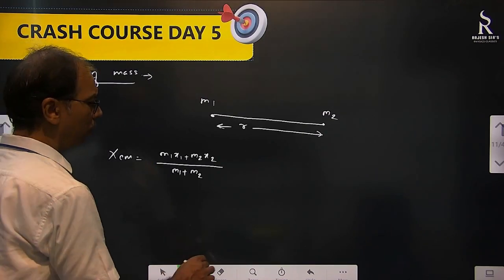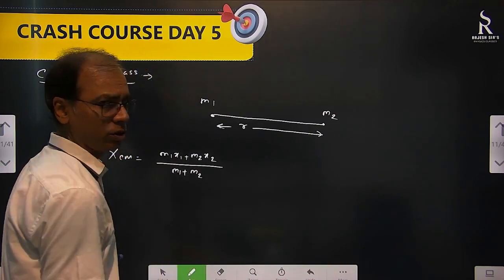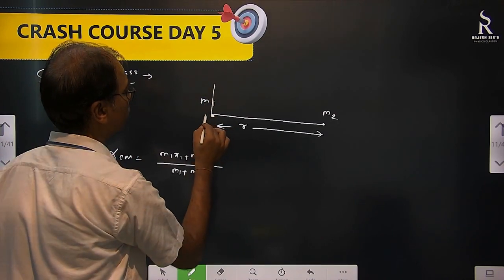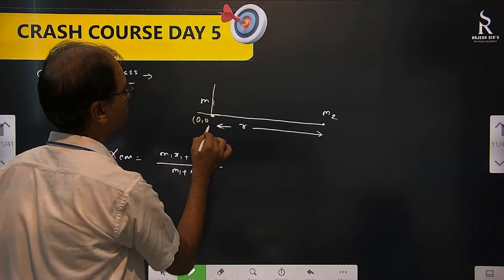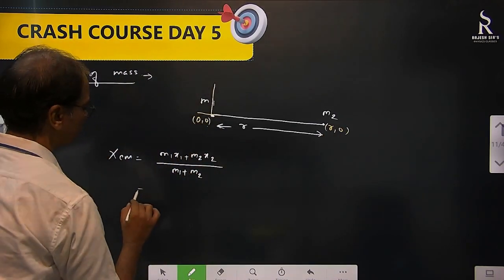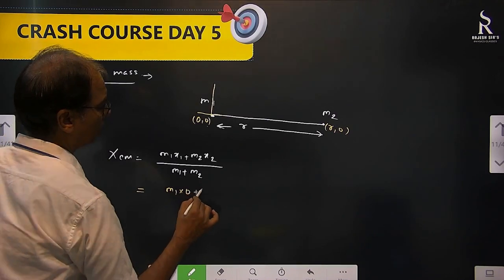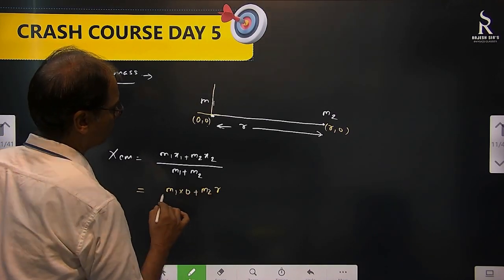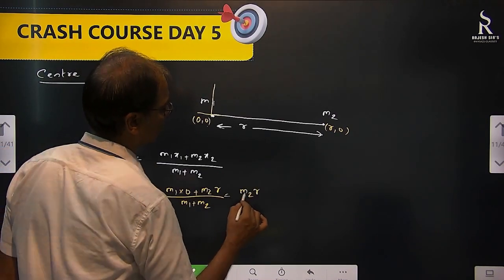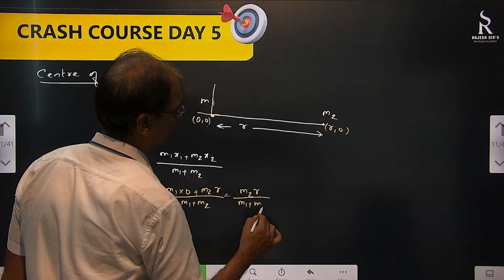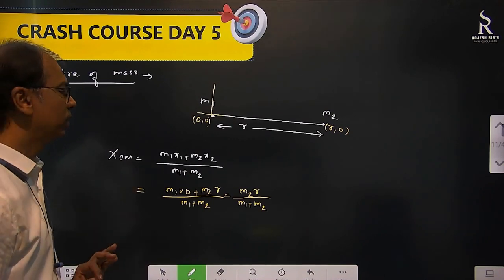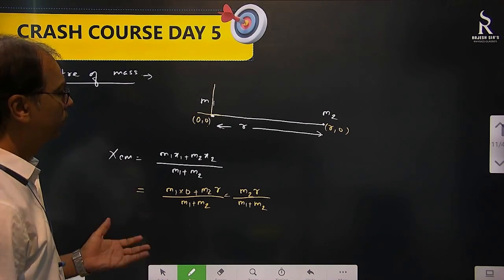Now, before we calculate x1 and x2, we should know where the origin is. Anywhere you can take the origin. Normally, we will consider one of the particles as the origin. So this is the origin, and the other's coordinates will become R comma 0. Now we can calculate. m1 into 0 plus m2 into R by m1 plus m2. The answer is m2R by m1 plus m2. That's the position of the center of mass. Okay, fine, we can calculate it for anything.